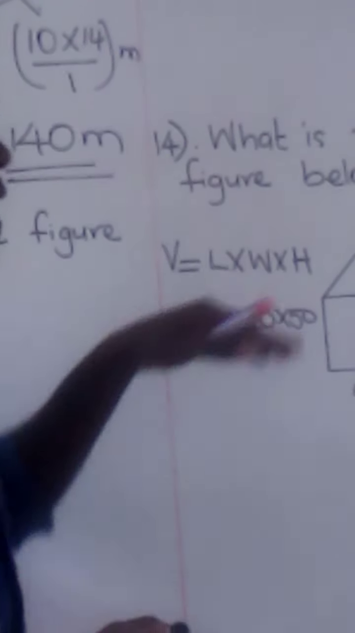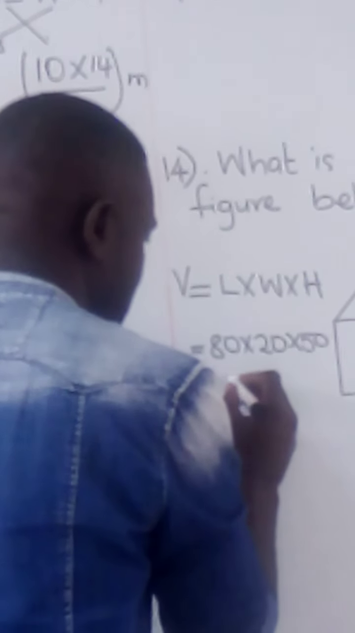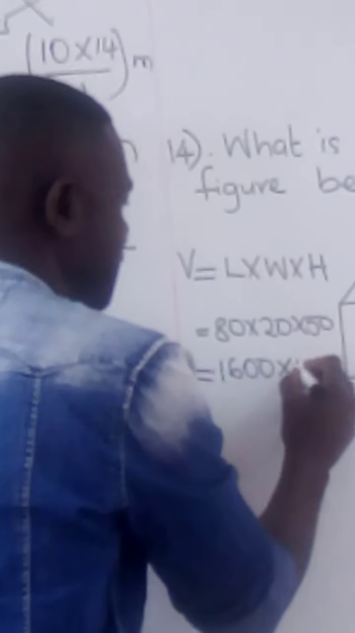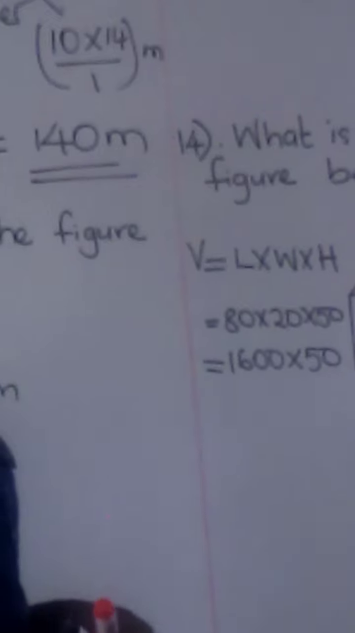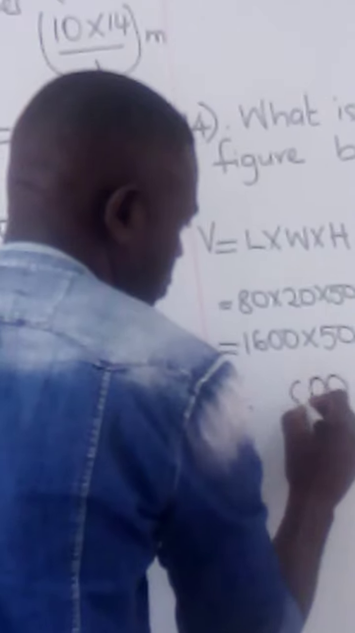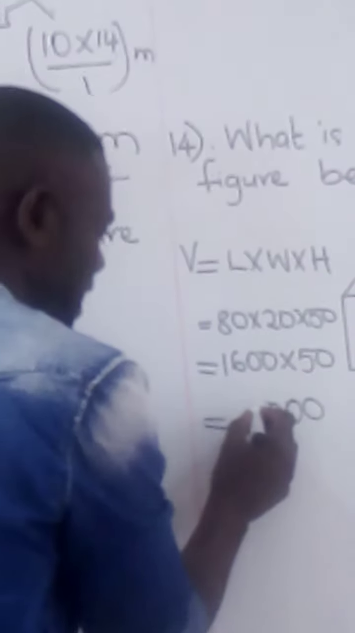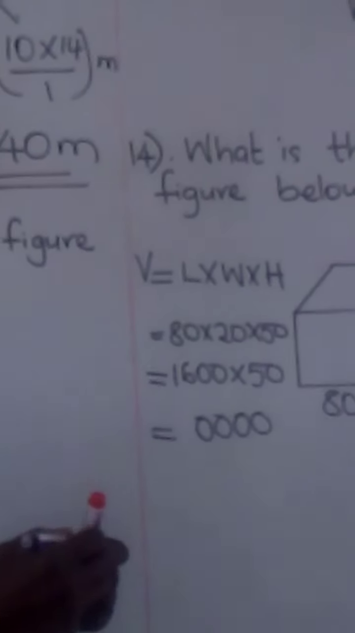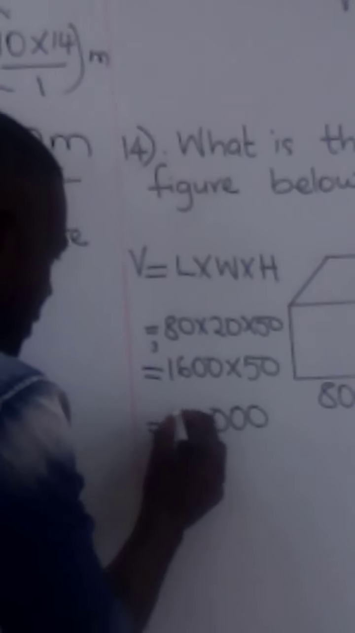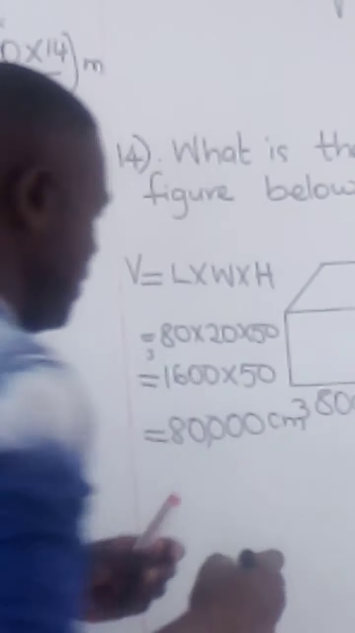What is 80 times 20? 80 times 20 is 1,600. Then you multiply it finally by 50. 1,600 multiplied by 50. We get 3 zeros, boys and girls. 5 times 6, we get 30. Carry 3. 5 times 1 is 5. Plus 3 is 8. So this is 80,000 cubic centimeters.